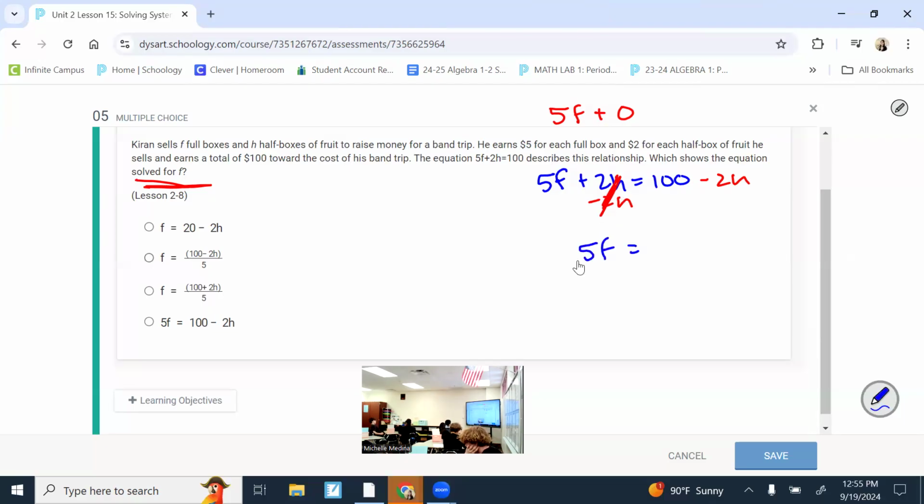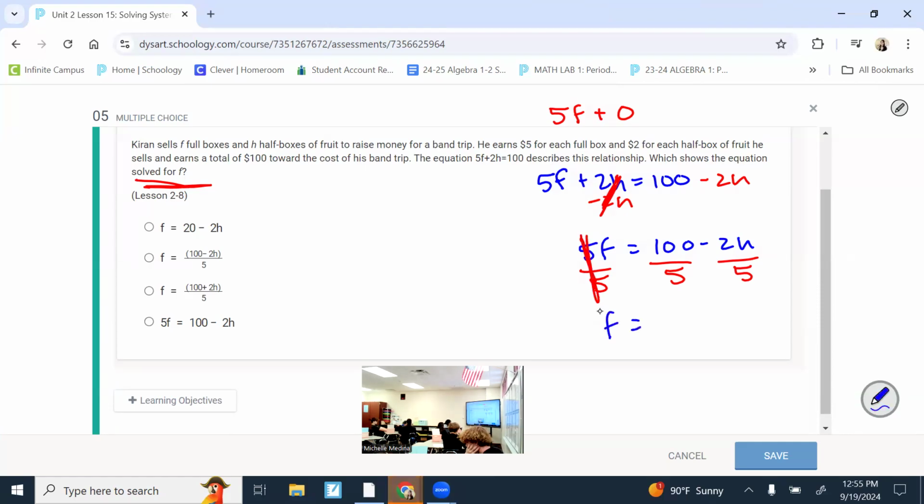You can leave it like that. For these, it kind of looks like they have the 2H second anyway, so I'm not going to rewrite it. For me, I'm not going to switch the order. I'm just going to rewrite it and fully isolate the F now. What's opposite of multiplying 5? And do it to the other side. And remember that one warm up that said you have to do it to each term. So that's why I'm writing it like this.